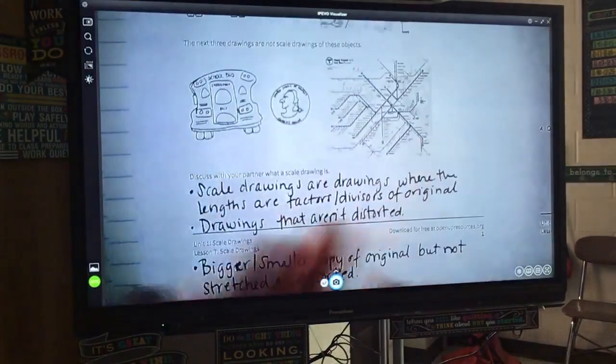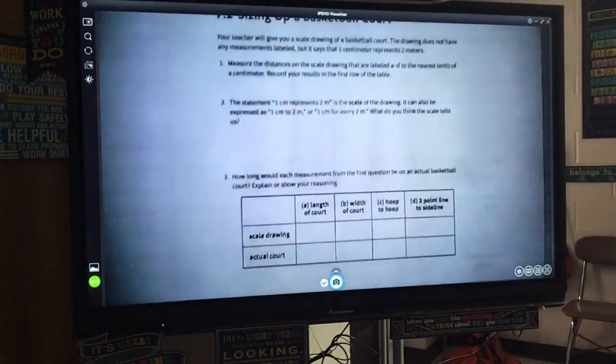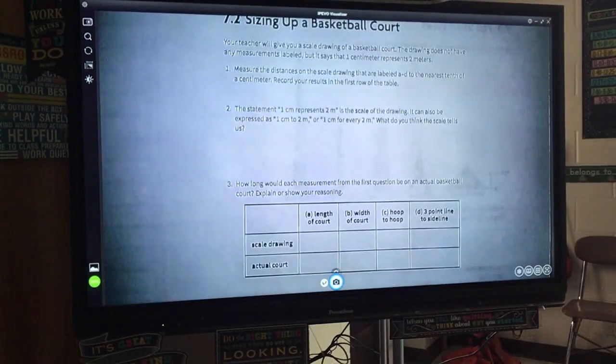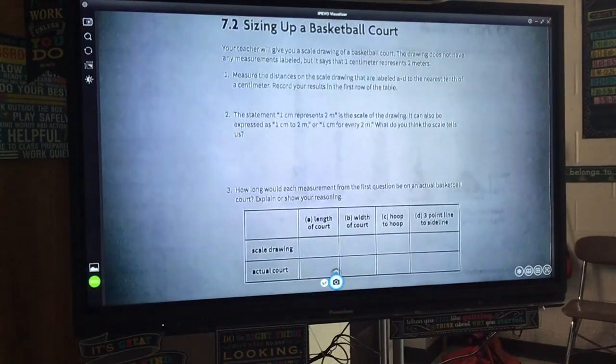All right, so now let's slide over to the next activity. You're going to be working with a partner in a second, not right now. So I'm going to give you a picture of a basketball court. This is the picture that you and your partner are going to get. It says the drawing does not have any measurements labeled. But it says that 1 centimeter represents 2 meters.